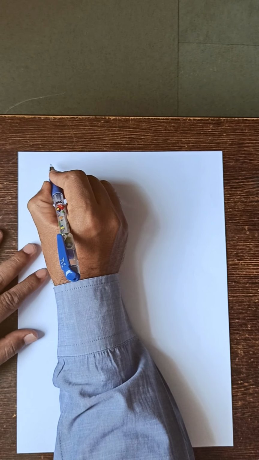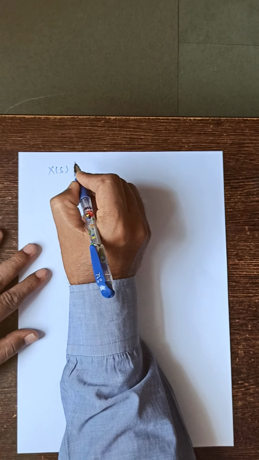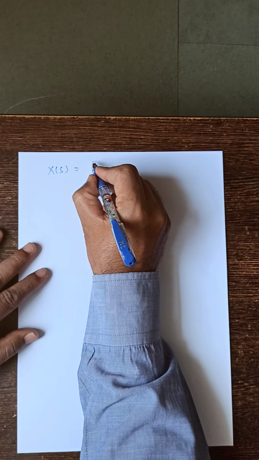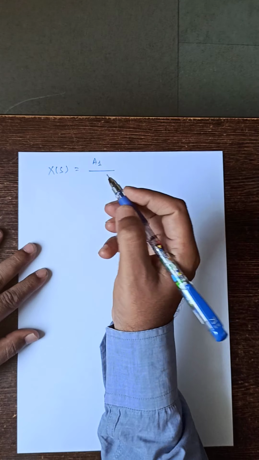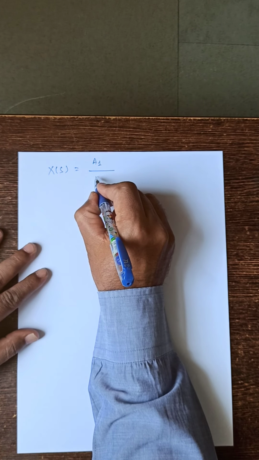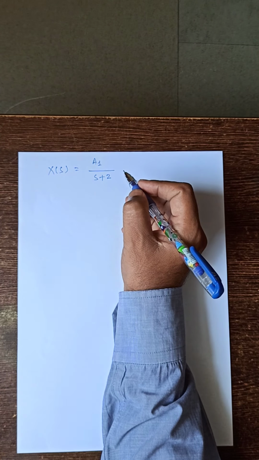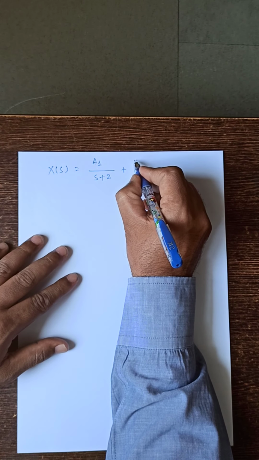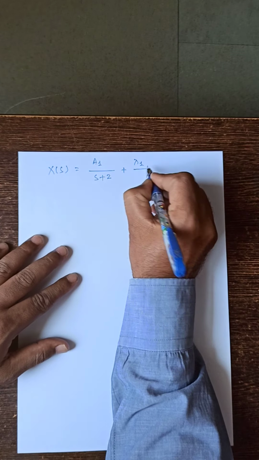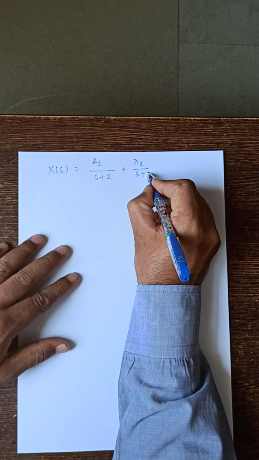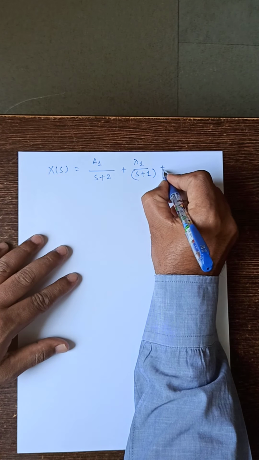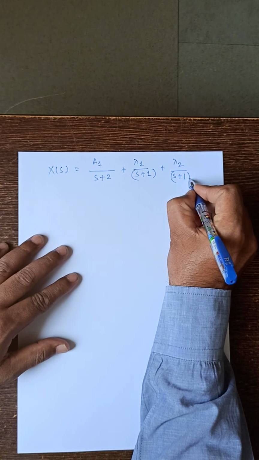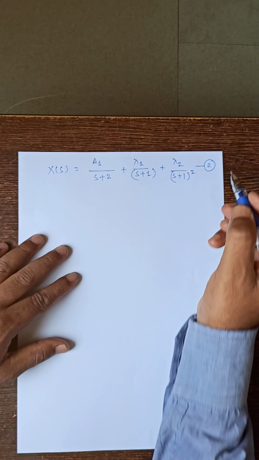Just see, Xs is equal to A1 divided by s plus 2, so that is the first factor, plus lambda 1 divided by s plus 1, plus lambda 2 divided by (s plus 1) squared. Let it be equation number 2.